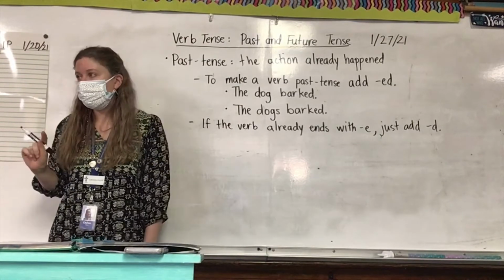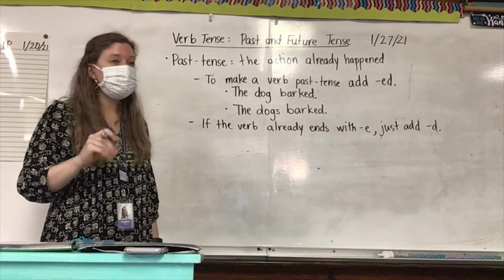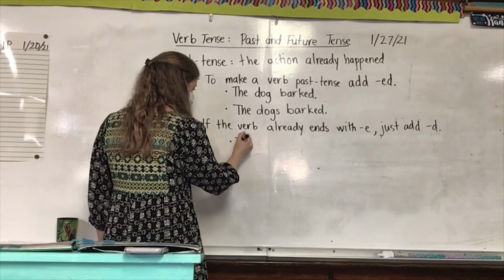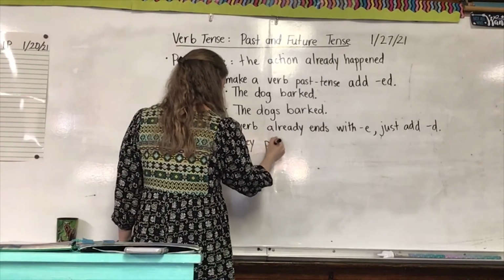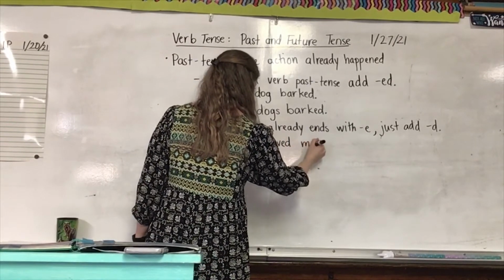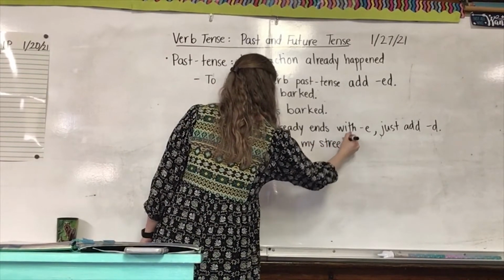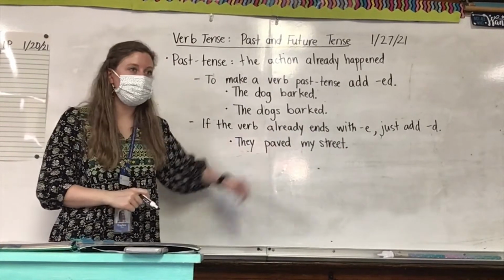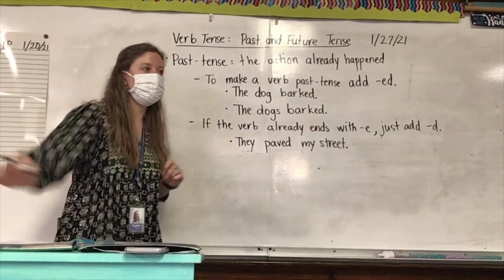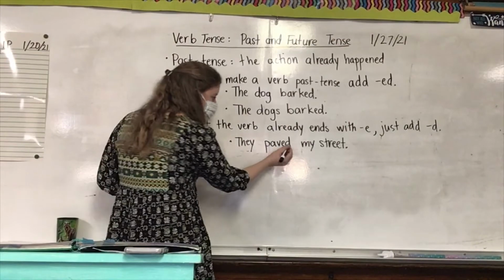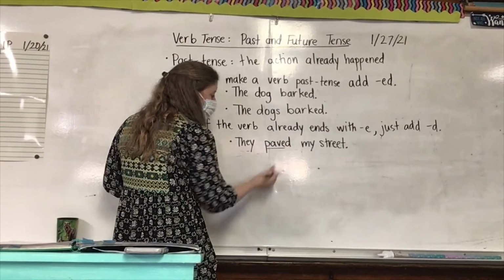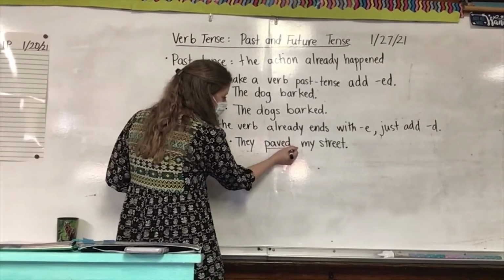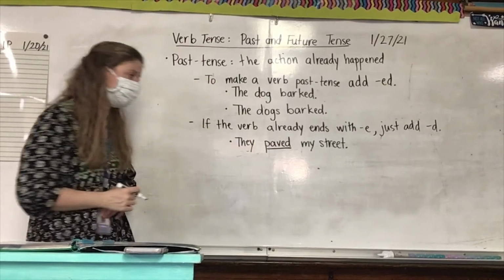Oh, I have an example sentence. They just paved my street. Pave, P-A-V-E, means that they put new asphalt down. The base verb is P-A-V-E. We wouldn't add ed because then we'd have to say they paved my street. But that's not how we say it. They paved my street.